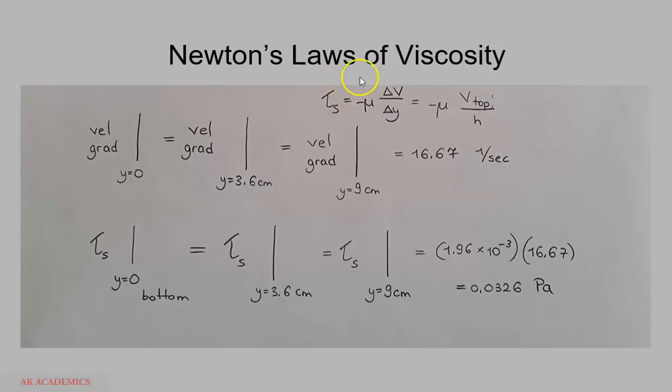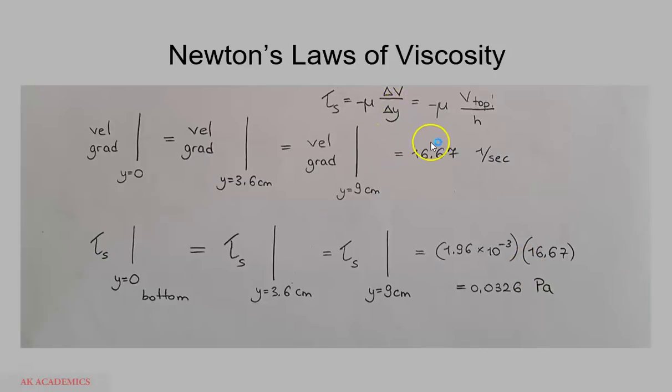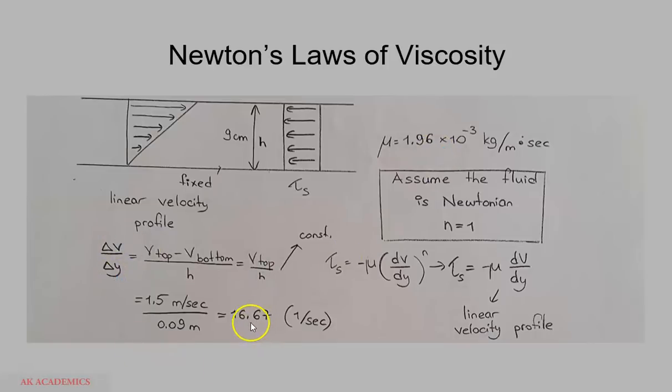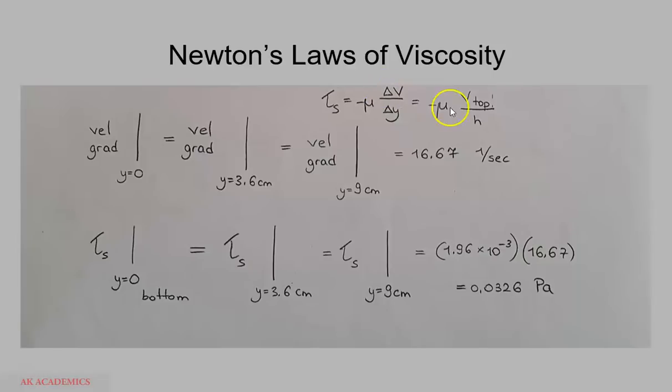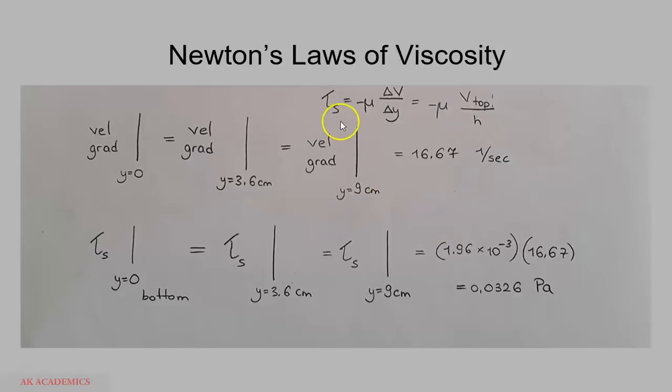We know that our shear stress is going to be equal to minus mu multiplied by delta V over delta Y, which we obtained here because we are dealing with a linear velocity profile. We have found our delta V divided by delta Y as 16.67 per second. We know that our delta V over delta Y is also the same thing as V top over H, which we have already found at 16.67 here. So all we need to do is to say that our shear stress will be equal to the viscosity multiplied by our delta V over delta Y, which is V top over H.